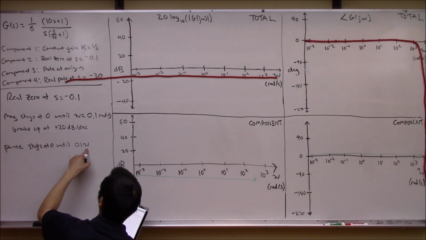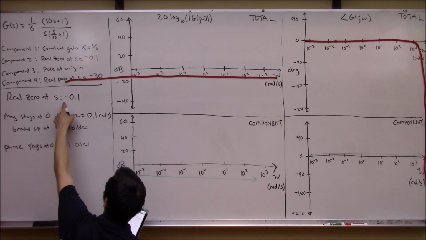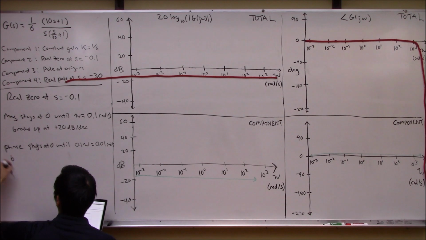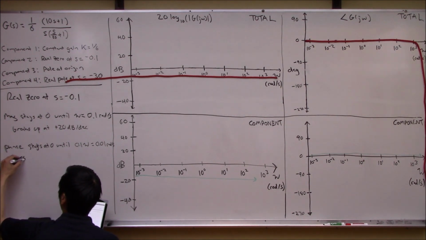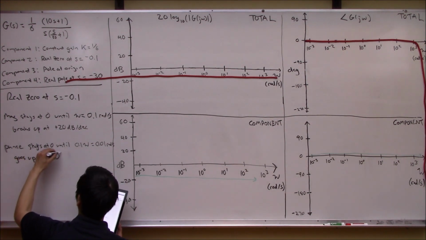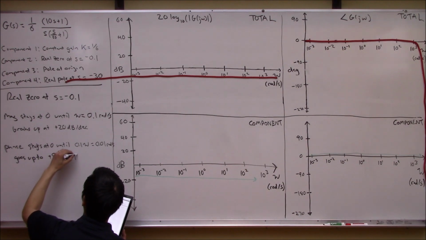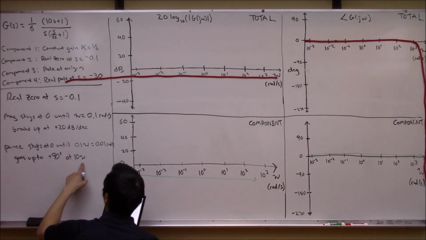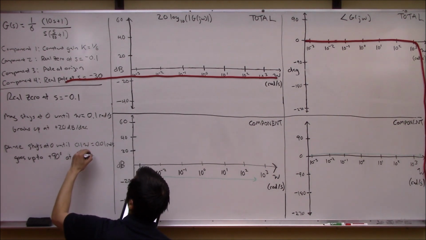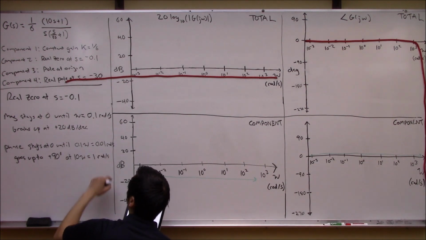0.1, 1 decade before the location, right? So this is at 0.01 rad per second, right? And then what does it do? It basically goes up to positive 90 degrees at 10 omega, right? So 1 decade after that 0 location, so that is 1 rad per second, right? So that's sort of the trend here.